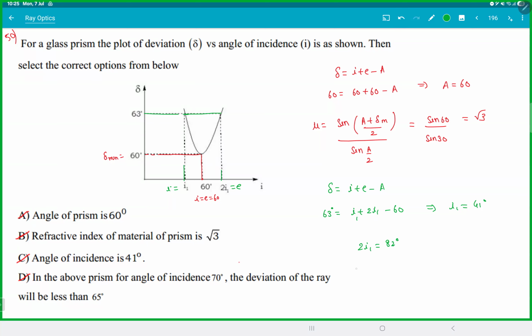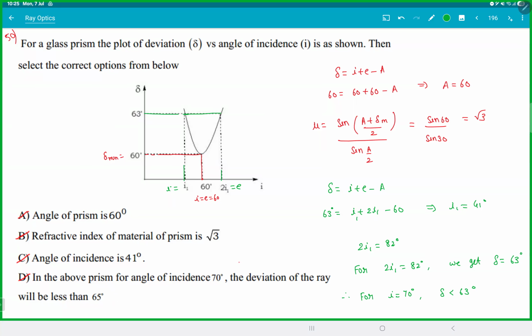So for 2I1, 82 degrees, we get delta is 63 degrees. Therefore, for I, 70 degrees, delta is definitely less than 63 degrees. I don't know how much, but it's less than 63. So yeah, less than 65 is true.